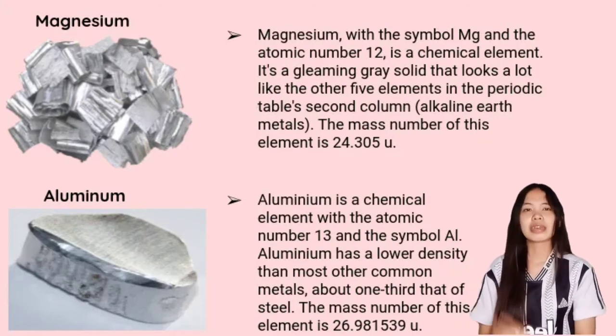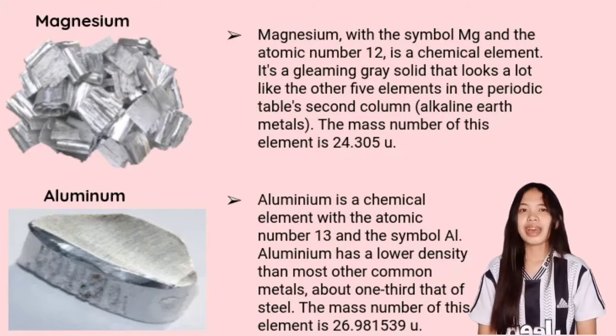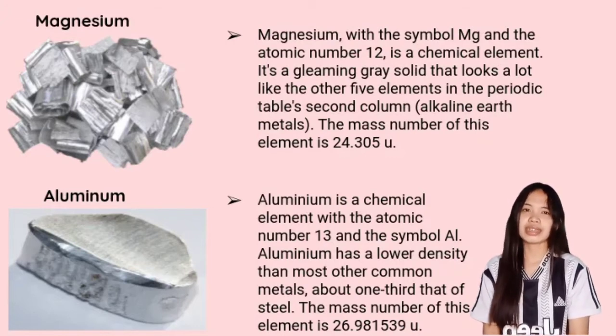Magnesium. Magnesium, with the symbol Mg and the atomic number 12, is a chemical element. It is a gleaming gray solid that looks a lot like the other 5 elements in the periodic table's second column, which is the alkaline earth metals. The mass number of this element is 24.305 U.